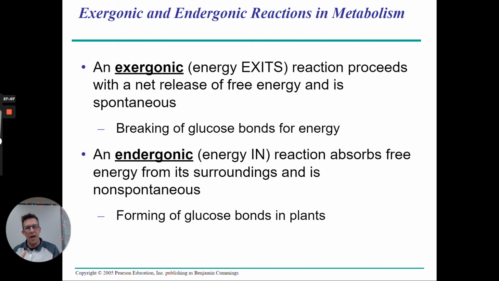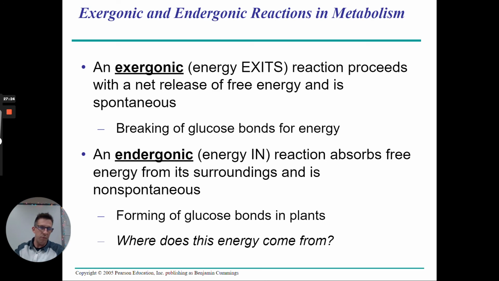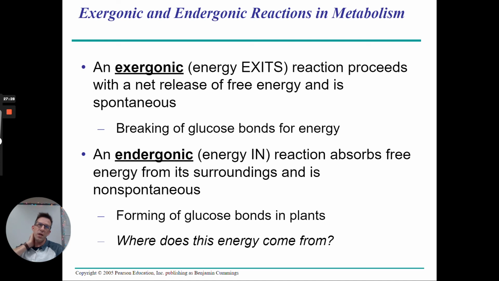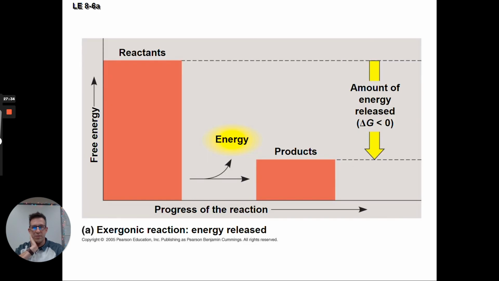Oftentimes, endergonic reactions are coupled with exergonic reactions, meaning the fuel or the energy that's released in an exergonic reaction can be used to drive endergonic reactions, and that's something that we see in our bodies. It's very similar to coupling anabolic chemical pathways to catabolic chemical pathways. So here's a couple graphs that illustrate this phenomenon.